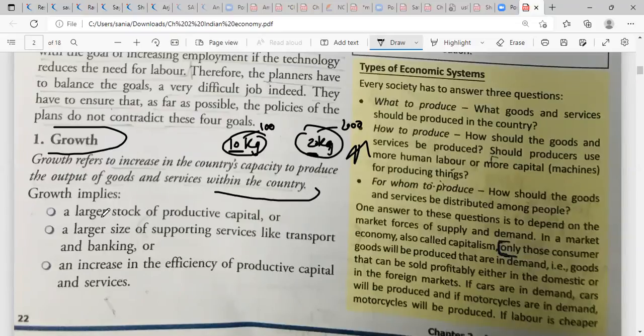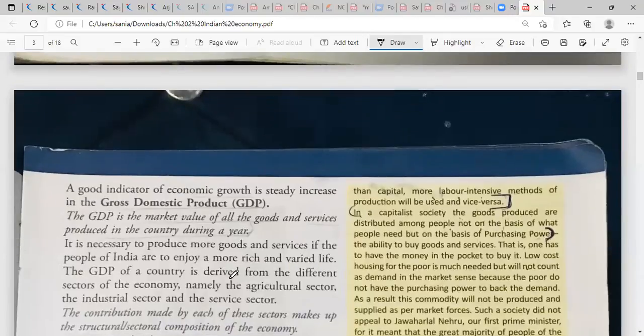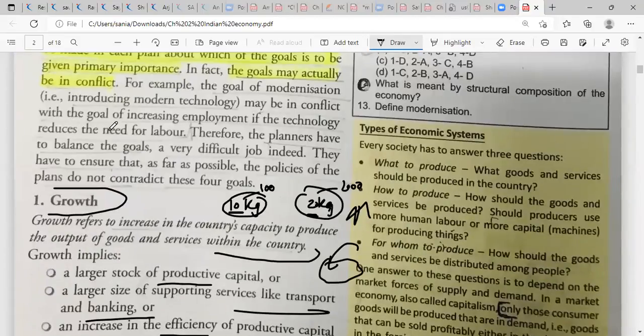So now basically what growth means: large stock of productive capital. You need capital, then only you can produce large amount of things. You need large supporting services like transport, banking and all that. For example, if you are producing 20 kg, now you need to export it. You need transport, banking and all that, because whatever money will be coming, you need the banking system for that as well, right? Next, an increase in efficiency of productive capital and services. So your efficiency should be increased, in producing capital as well as services. Clear? Yes, ma'am.